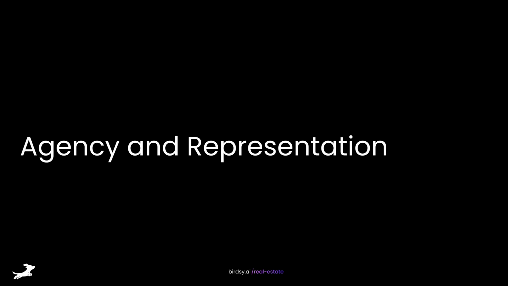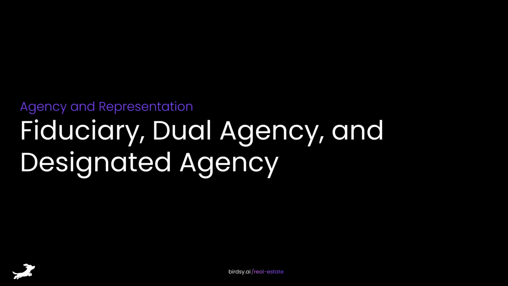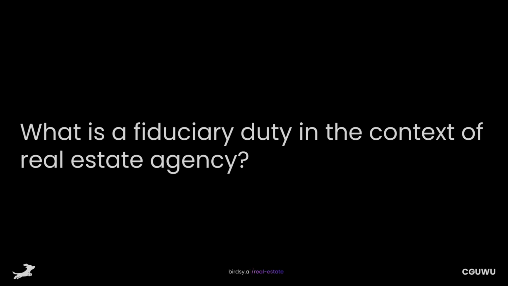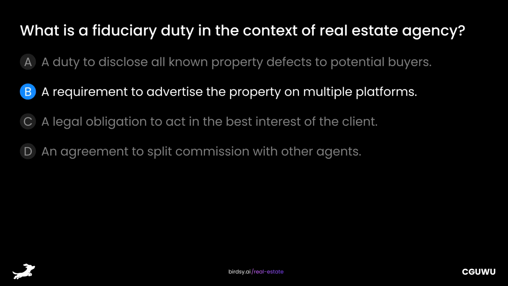Let's continue with agency and representation. Fiduciary, dual agency, and designated agency. What is a fiduciary duty in the context of real estate agency? Is it A, a duty to disclose all known property defects to potential buyers, B, a requirement to advertise the property on multiple platforms, C, a legal obligation to act in the best interest of the client, or D, an agreement to split commission with other agents?